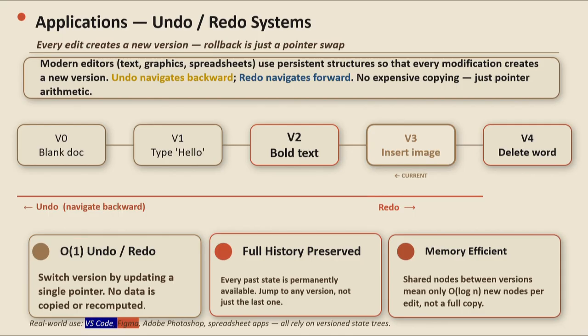The entire history is preserved, and because unchanged parts of the document are shared between versions, the memory cost per edit is only order of log n new nodes, not a full copy of the document. This is why modern editors feel instant even with hundreds of undo steps.